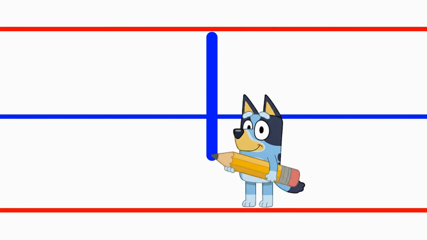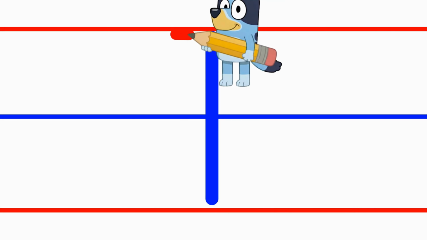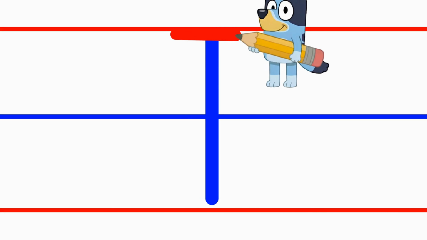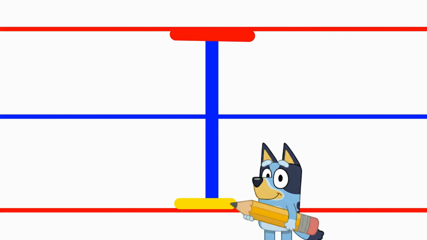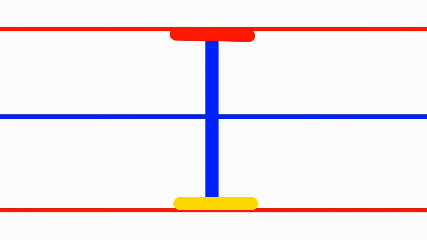Standing line. One small sleeping line at the top and the other small sleeping line at the bottom. Capital I.